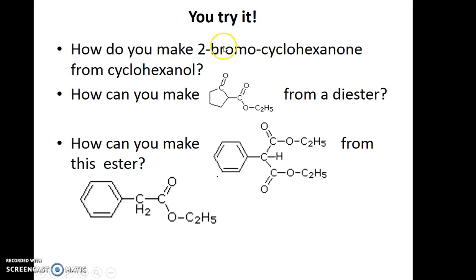So how do you make 2-bromocyclohexanone from cyclohexanol? And we've got these other things that are challenging you. Try the first one. Write down all of these problems and see if you can do them, and then we're going to go through them.